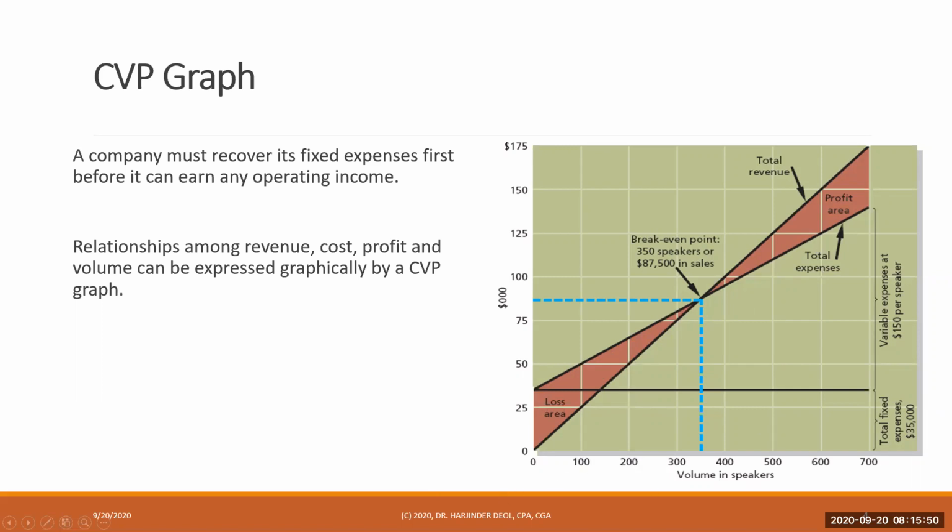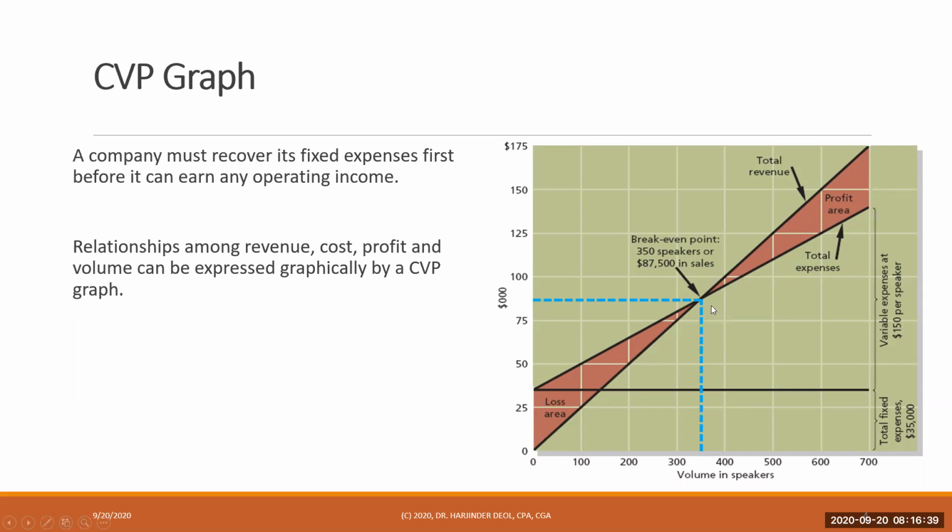Now, the company sells speakers for more than what it costs to make. So this graph here that starts from the zero point and is steeper than the variable cost line is the revenue line. So as more and more speakers are sold, the company earns more and more revenue. At a certain point in time, the revenue line intersects or cuts through the total cost line. And when the intersection occurs, that point is called the break-even point.